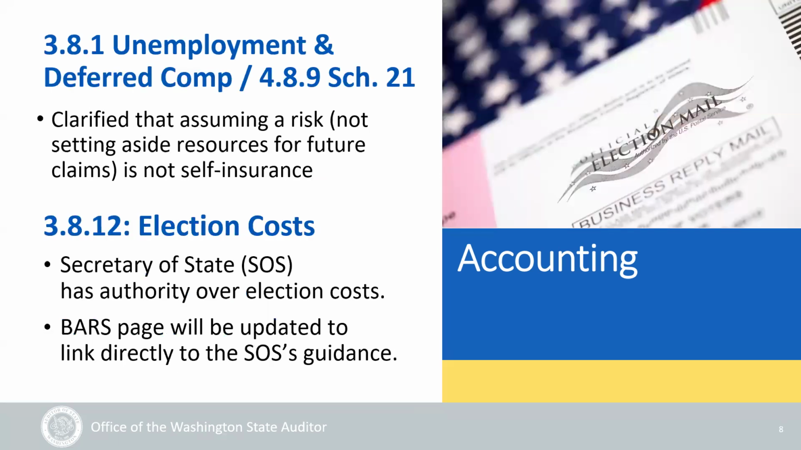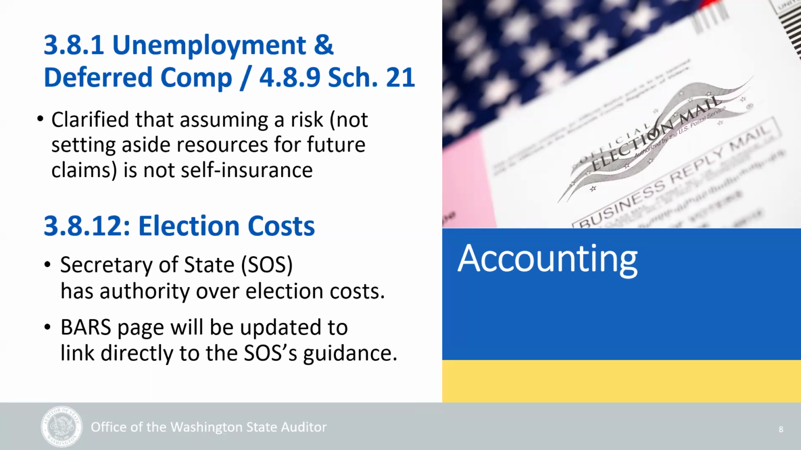In 3.8.1, unemployment and deferred compensation, and 4.8.9, Schedule 21, we have clarified that assuming a risk, not setting aside resources for future claims, is not self-insurance. What does this mean? If your risk management is to pay claims or benefits as they come up without setting aside resources, then you are assuming a risk and not self-insuring.